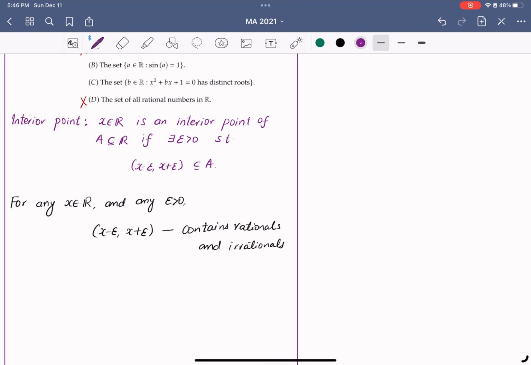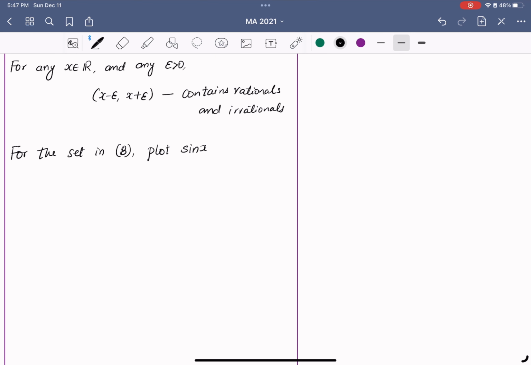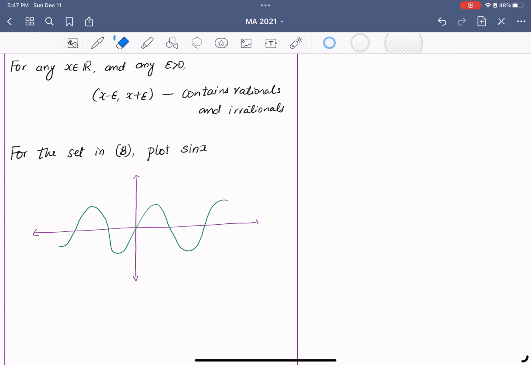Very good. Moving on, option B is the set of all the real numbers x such that sin x takes value 1. Now to understand this set, we plot the graph of the sine function. The sine function is known to be periodic and its graph oscillates between 1 and minus 1 like this. Now we will analyze this graph and see at what points it takes value 1. Its maximum value is 1, minimum value is minus 1.